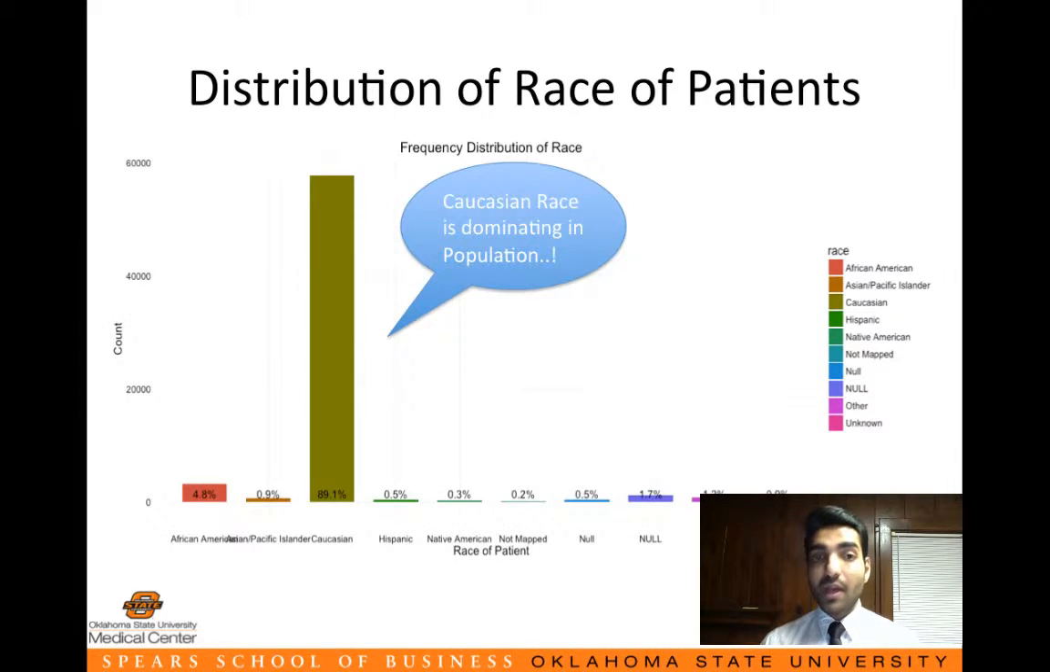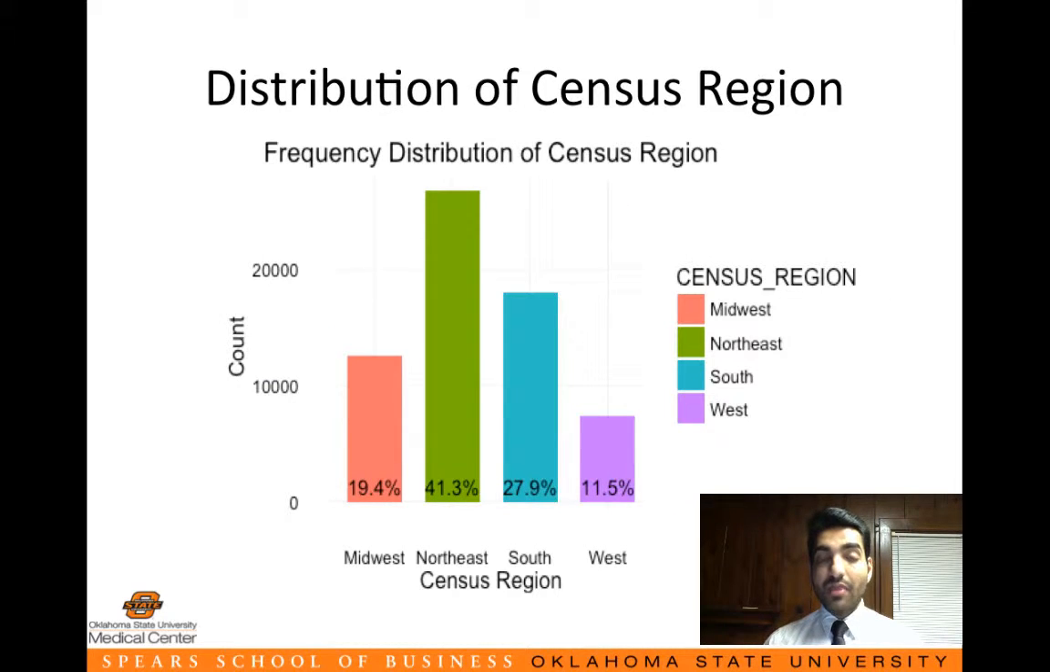The next important variable was to study the distribution of race of the patient. We found that in our data, the Caucasian race is dominating the population. Therefore, it would create a biased effect on our model parameters, and hence we would not take this variable into consideration in our analysis.